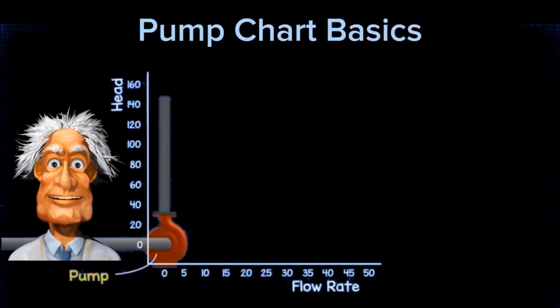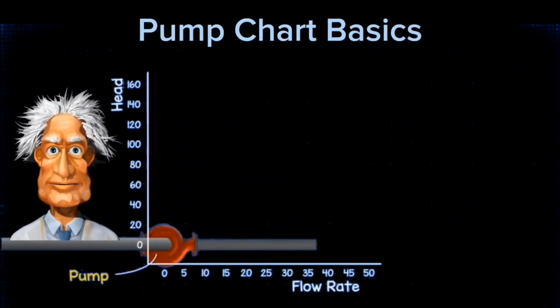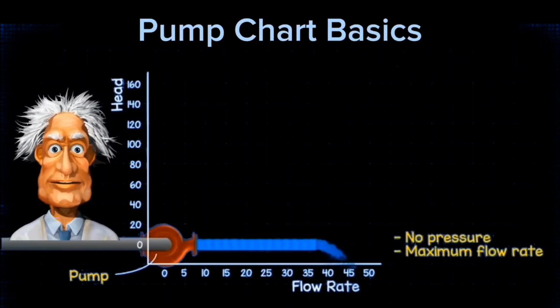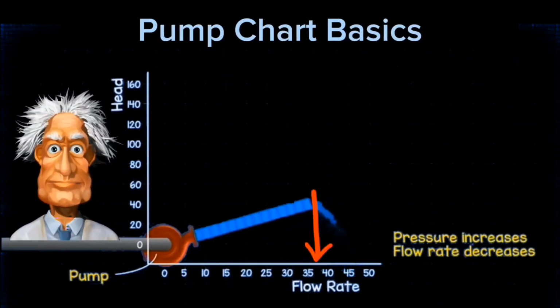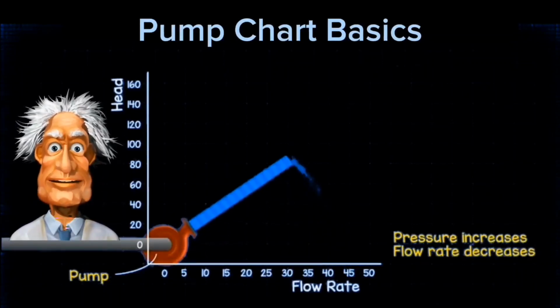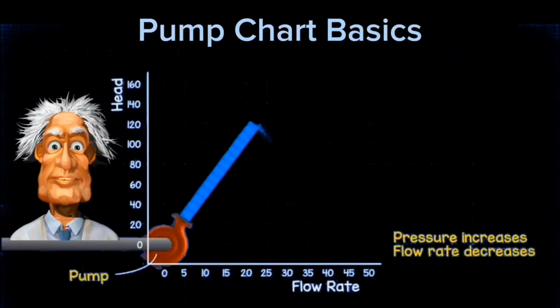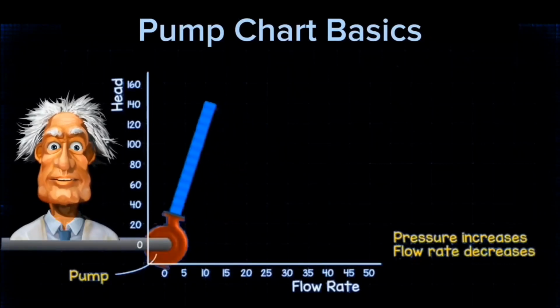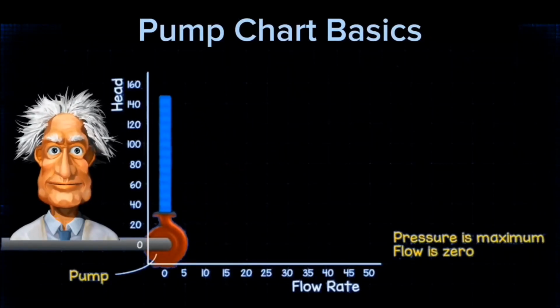If we turned the pump sideways and connected it to a pipe, the pump is pushing the liquid horizontally, so there is no pressure, but the water is flowing at its maximum flow rate. As we slowly rotate the pump towards the vertical position, we see the flow rate decreases, but the pressure increases. That's because it's now pushing against the water and the friction.